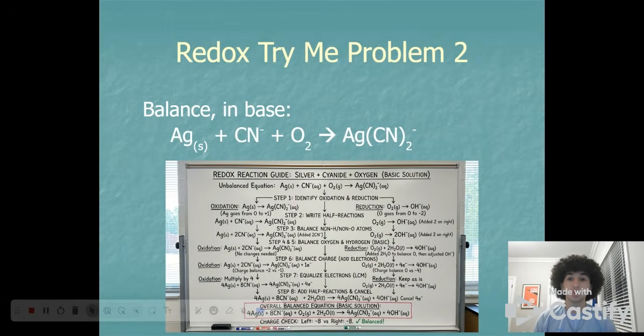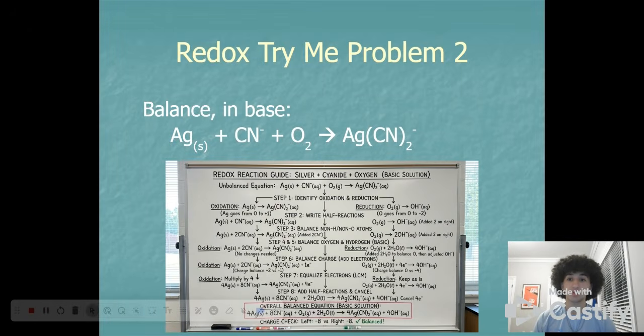For step 6, we want to balance the charges by adding electrons. For oxidation, the left side charge is 2 times negative 1, which is negative 2. So the right side charge is negative 1. That means we have to add 1 electron to the right. Silver metal plus 2 cyanide ion yields dicyanoargentate ion plus an electron. For reduction, the left side charge is 0. The right side charge is 4 times negative 1, being negative 4. Add 4 electrons to the left. Oxygen gas plus 2 water plus 4 electrons yields 4 hydroxide ion.